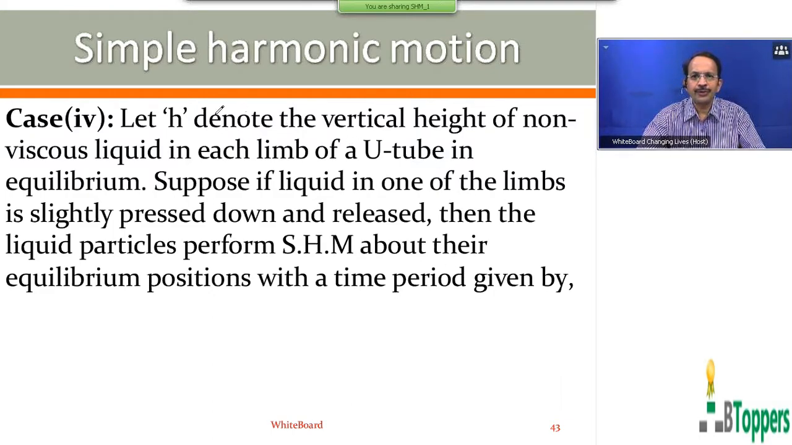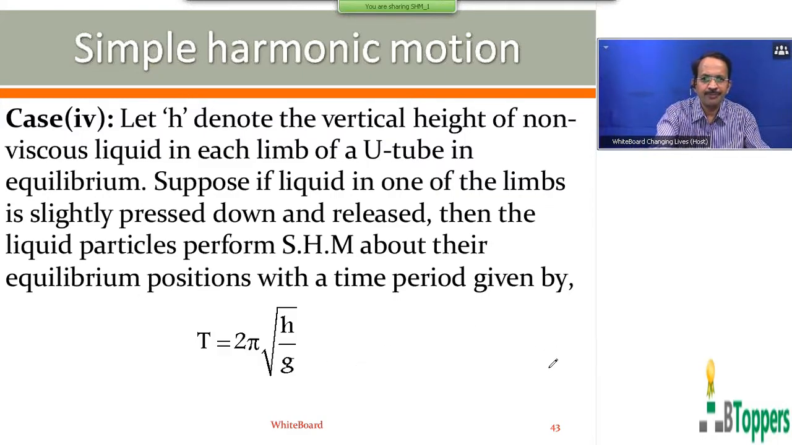Let small h denote the vertical height of non-viscous liquid in each limb of a U-tube in equilibrium. Suppose the liquid in one of the limbs is slightly pressed down and released, then the liquid particles perform simple harmonic motion about their equilibrium position with a time period given by T equal to 2 pi root of h by g.